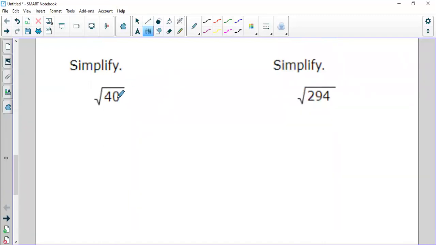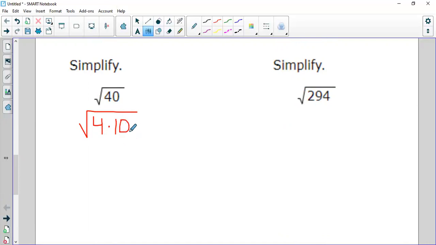40 is not too bad. Some people are going to look at that and say, well, I can divide it by 2. But 2 is not a perfect square. It doesn't help me. I need a factor of 40 that's a perfect square. And that would be 4. All right, so 4 times 10.